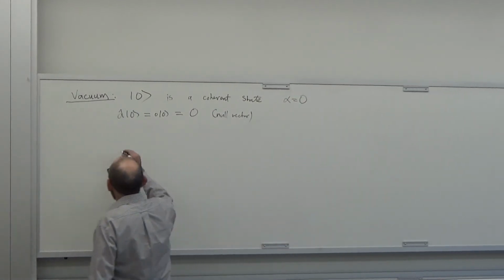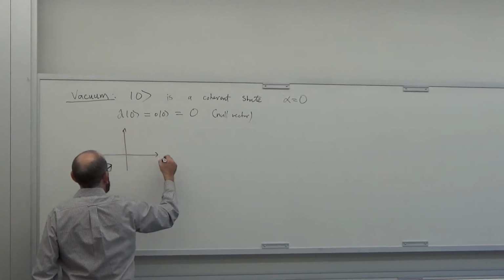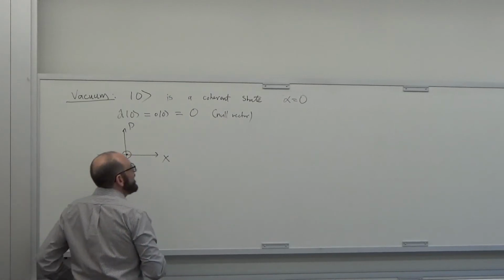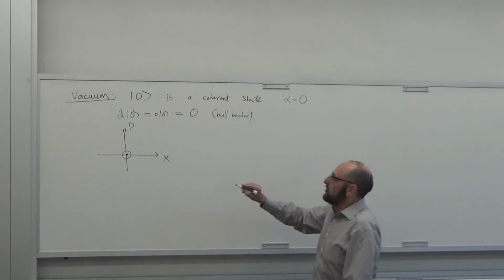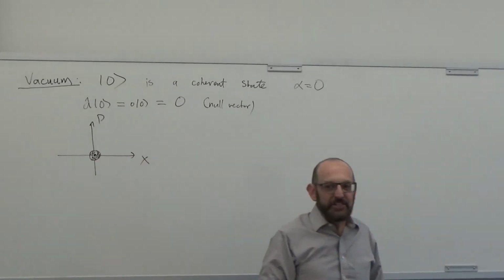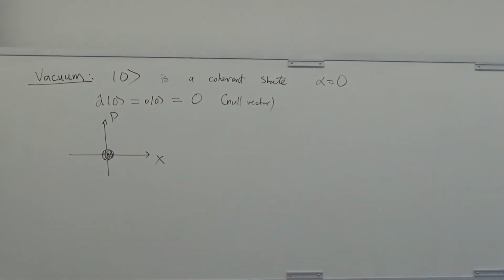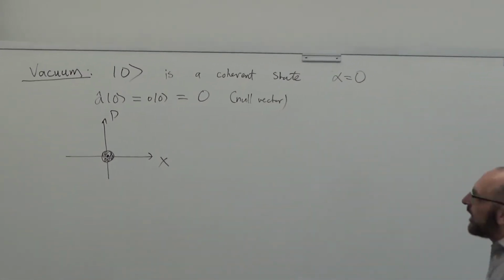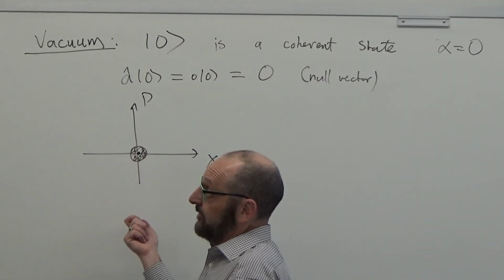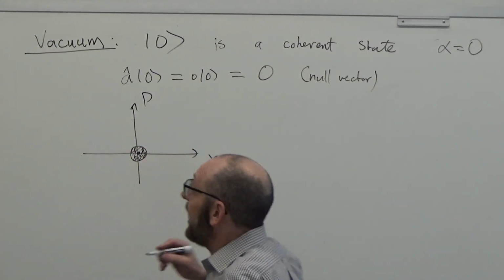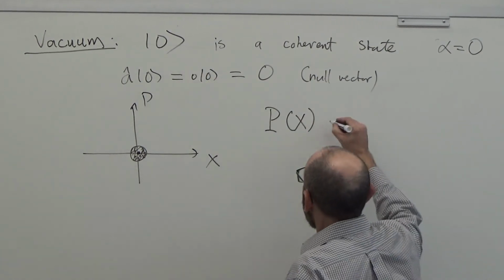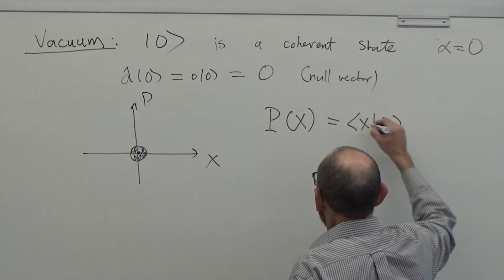In fact, we can think about the coherent state, the vacuum state, if I think about this in phase space, as having a mean field of 0, but there are quantum fluctuations in x and p. In fact, we know exactly not only what the fluctuations in terms of the variance is, as we just calculated, but I can ask, what is the probability of seeing a quadrature x given the vacuum?